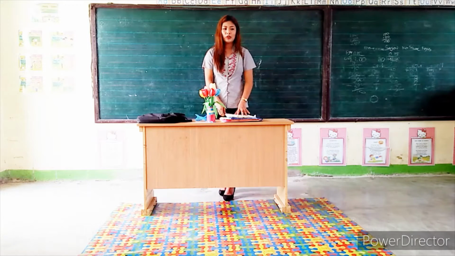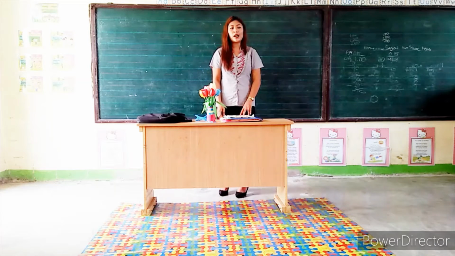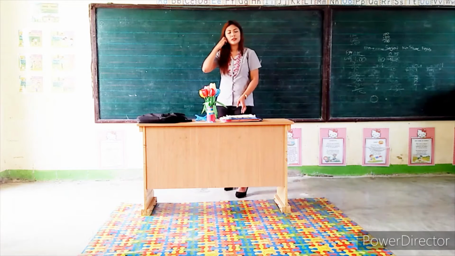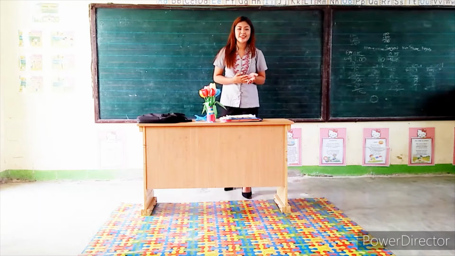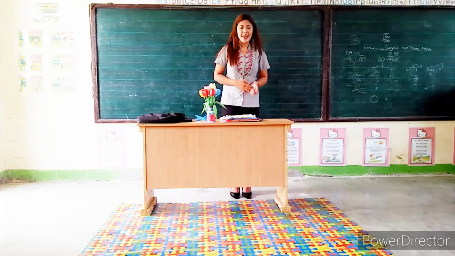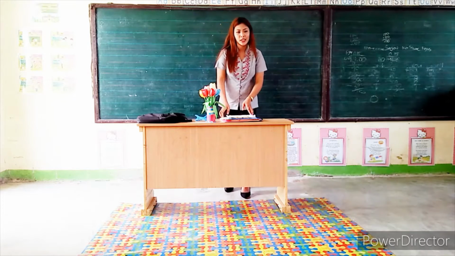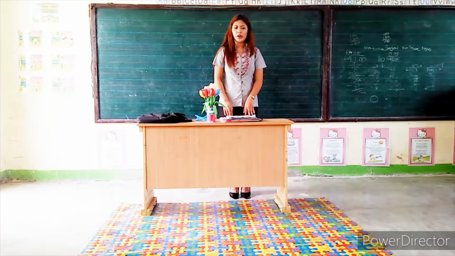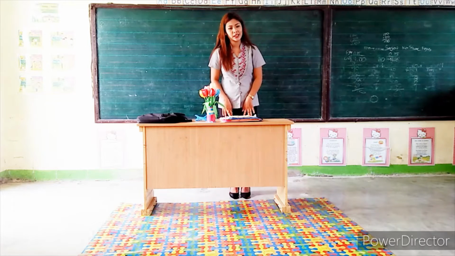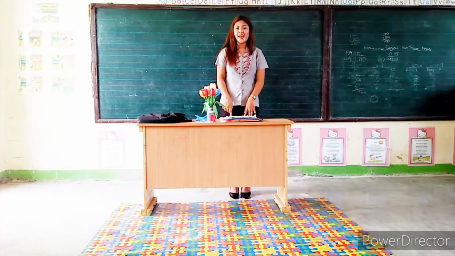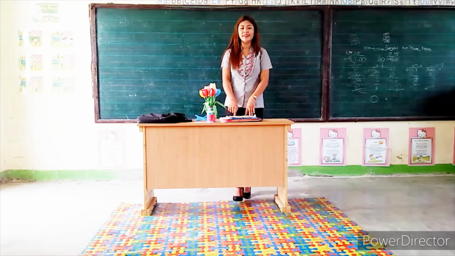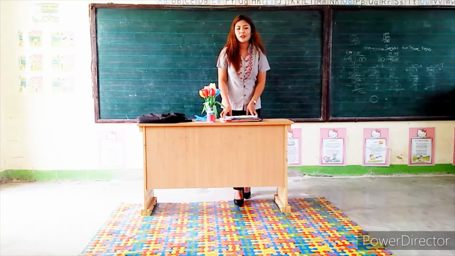Before we proceed, who wants to give a recap of what we tackled last meeting? Okay, Mark? Yes, very good. It's all about papier-mâché. So, again, what are the two types of papier-mâché? Yes, it is pulp paper and torn strip.